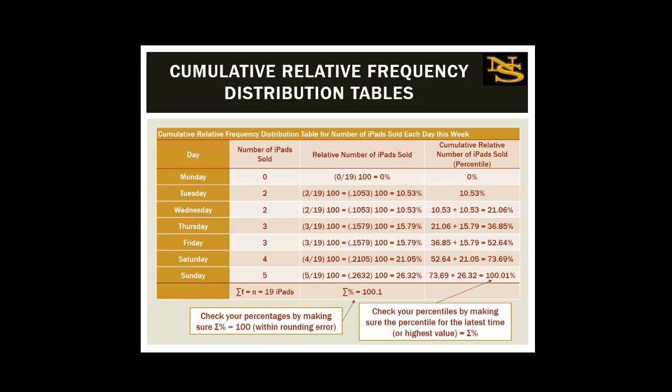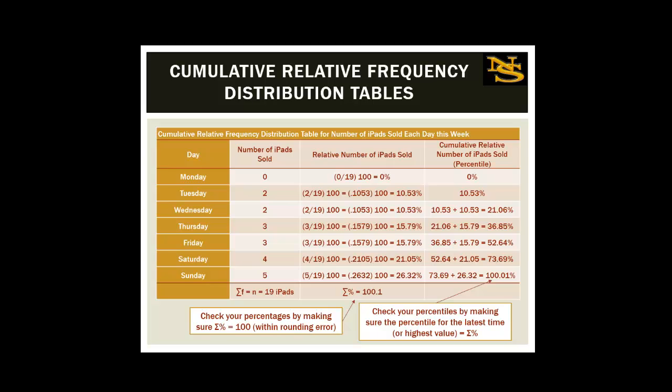So we could say that 36.85% of all the iPads sold this week were sold Thursday or before. Moving on. Take that percentile for the value you just found, 36.85, add it to the percentage for the next value, the one you're interested in now, and you get 36.85 plus 15.79 equals 52.64. So we could say that 52.64% of all iPads sold this week were sold on or before Friday.